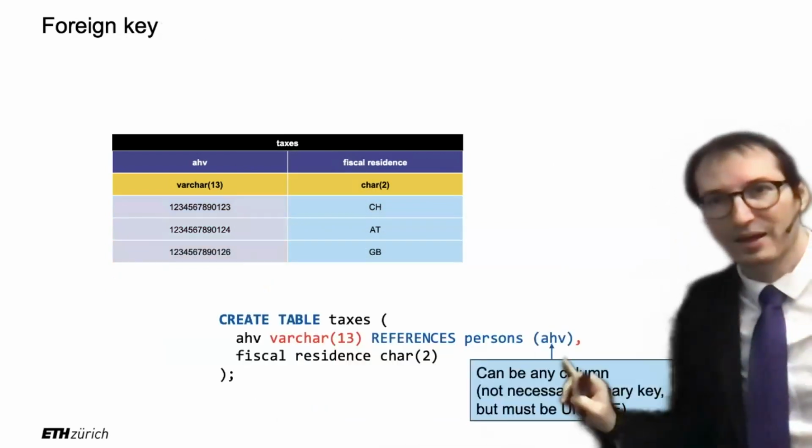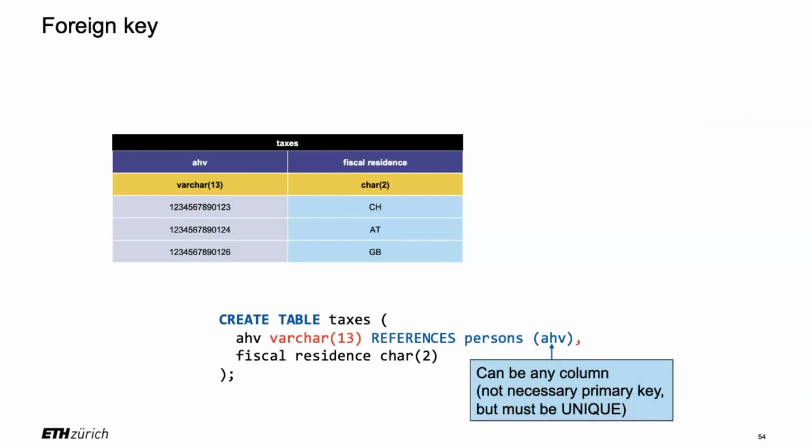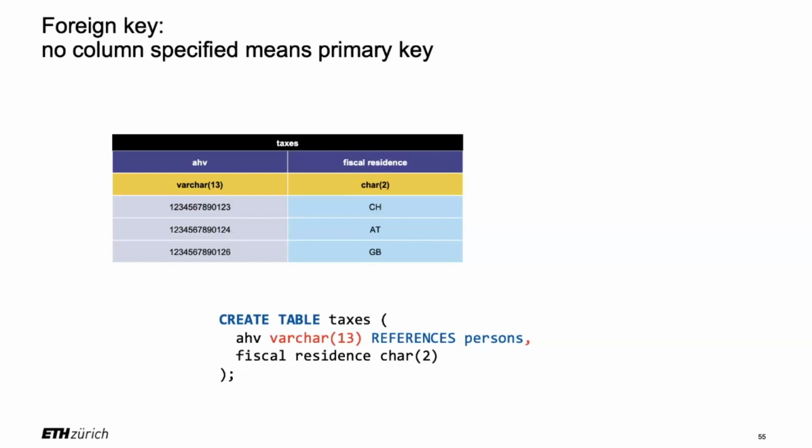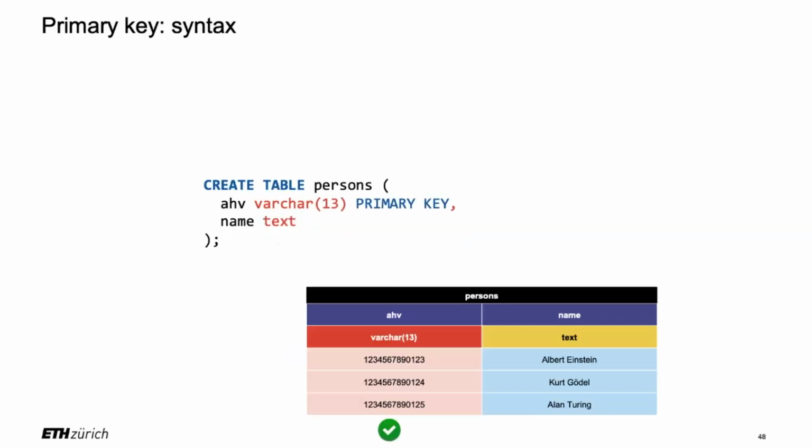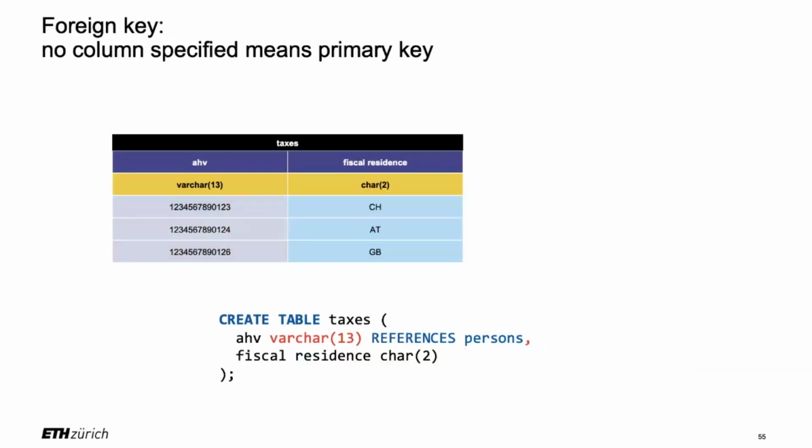Okay? In fact, when you do this, you can put any column in there, right? It doesn't need to be the primary key, but it has to be a column that is unique, right? So either unique or primary key. But if you do not put anything, you just say the name of the table, this is where it's going to use the primary key. So if you just say references persons and you define the table persons using a primary key here, then it's going to use AHV for what this column is referencing. Yes? If you want to reference a foreign primary key that has two values, then you have to reference both values here. You can also do that.